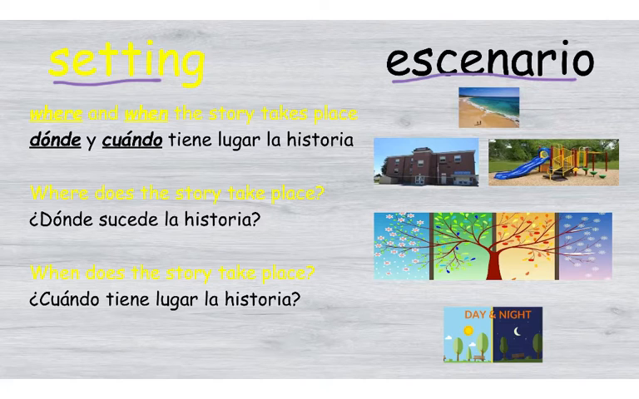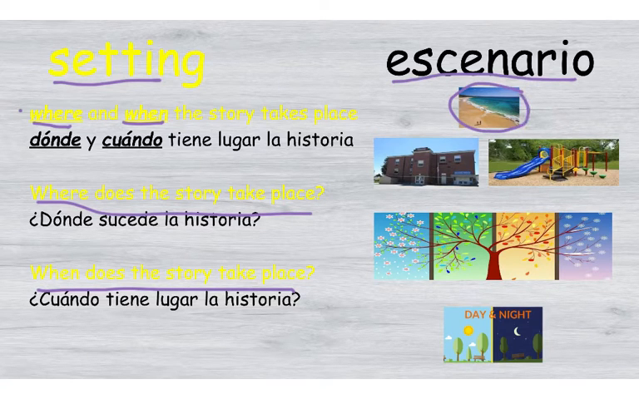So setting is where and when the story takes place. We can ask, where does the story take place? When does the story take place? Some examples of this are on the side here. I have some pictures. In the story, they're at the beach. They could be at our school, at a playground. So that's talking about where. What does it look like?